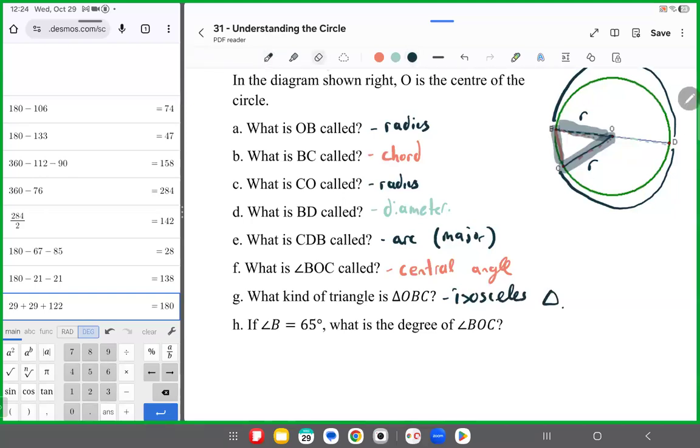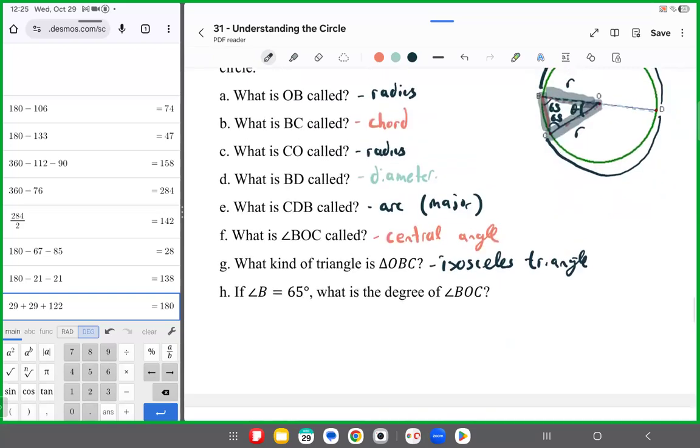Oh, maybe I should write out the word triangle. Okay. If angle B is 65 degrees, so they're saying that this here is 65, what is the degree measure of BOC? So they want to know what this theta value is. Well, if we know that this is isosceles, BCO will be 65 degrees. CBO will be 65 degrees, and then theta will be the leftover angle.